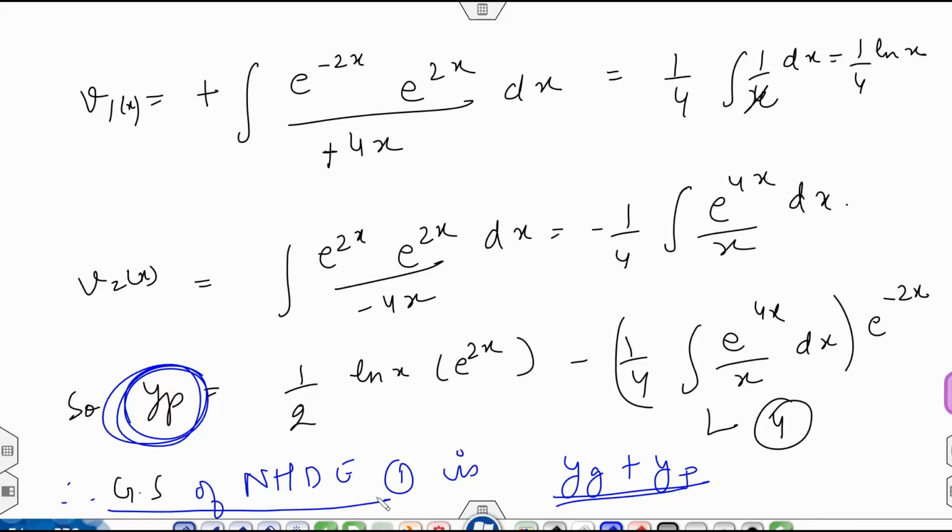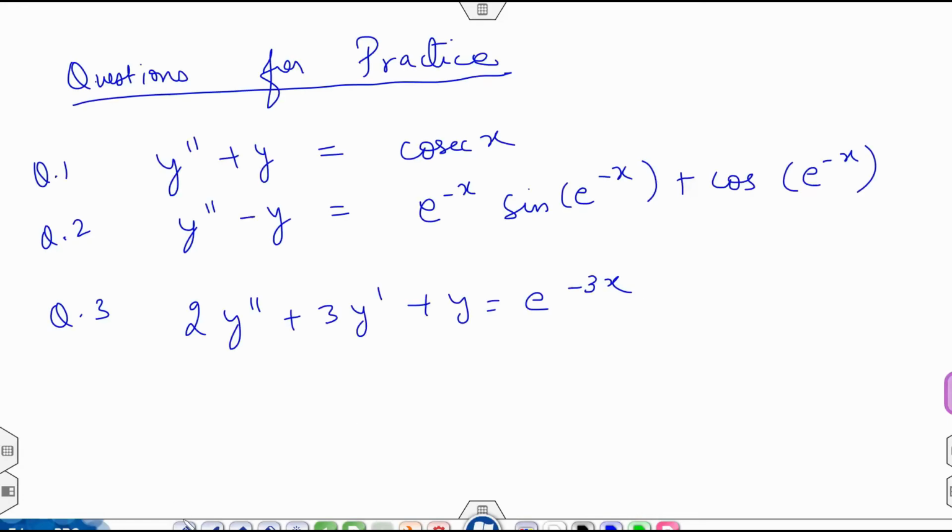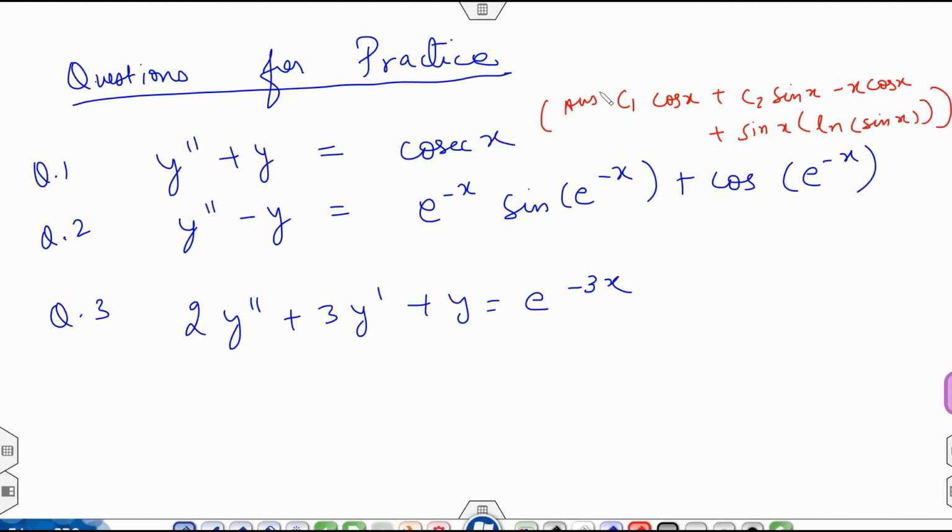Now I will be giving you a few examples or questions for practice, and I'll write down the answers also. You just need to check whether you can solve them or not. Okay, so these are the 3 questions and answers. I'll write it over here. This will be c1 cos of x plus c2 sin of x minus x cos x plus sin x into ln of sin of x. Okay, so this is the first answer.